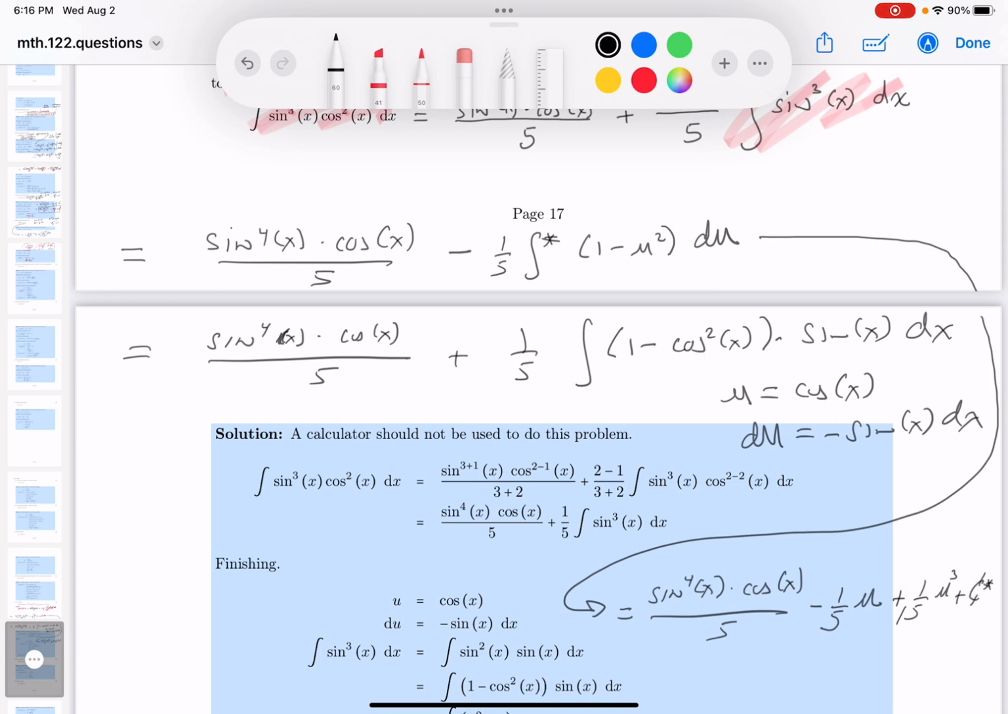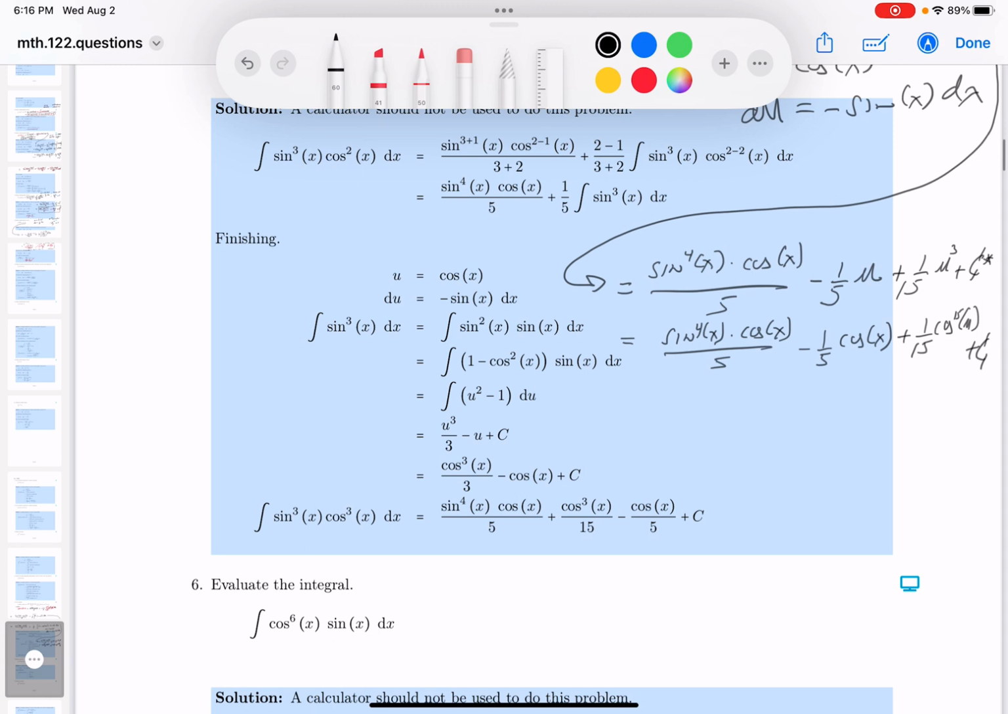I need to go back to x's. Let me do that now. It's going to be sine 4 times cosine x over 5 minus 1/5. What's u? It's actually cosine plus 1/15 cosine to the 15th power of u plus c.